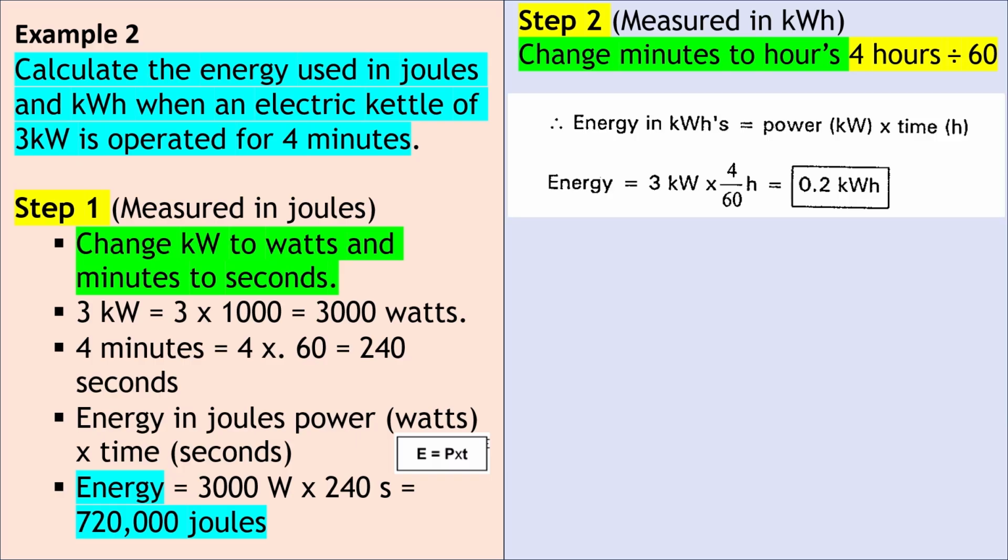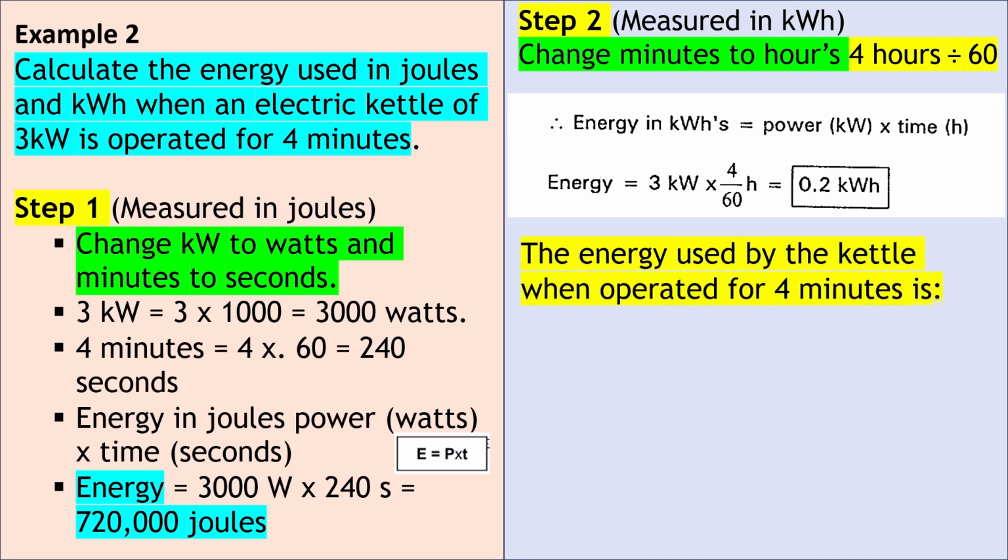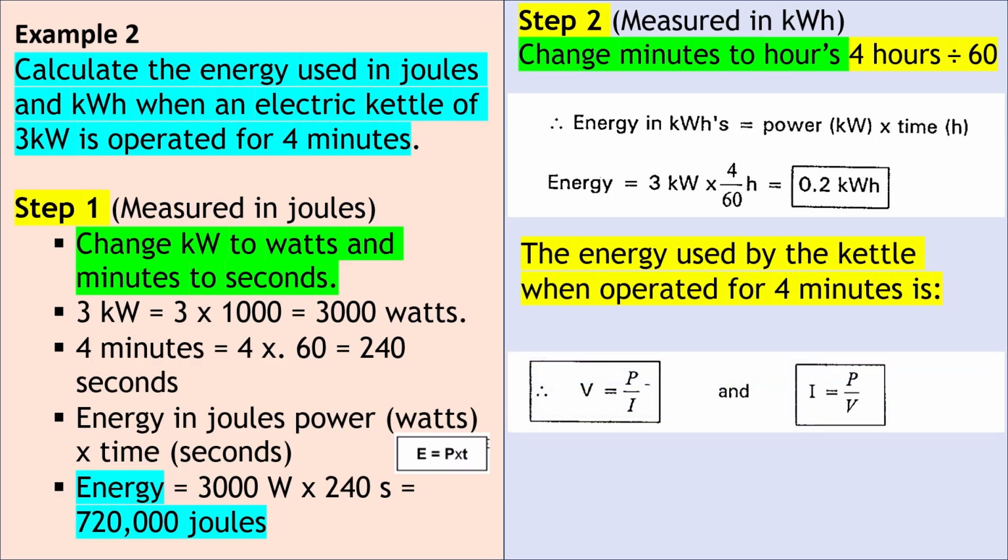Step 2, measured in kilowatt hours. Change minutes to hours: 4 divided by 60 hours. Therefore, energy in kilowatt hours equals power in kilowatts times time in hours. Energy equals 3 kilowatts times 4 divided by 60 hours, which equals 0.2 kilowatt hours. The energy used by the kettle when operated for 4 minutes is therefore 720,000 joules or 0.2 kilowatt hours.